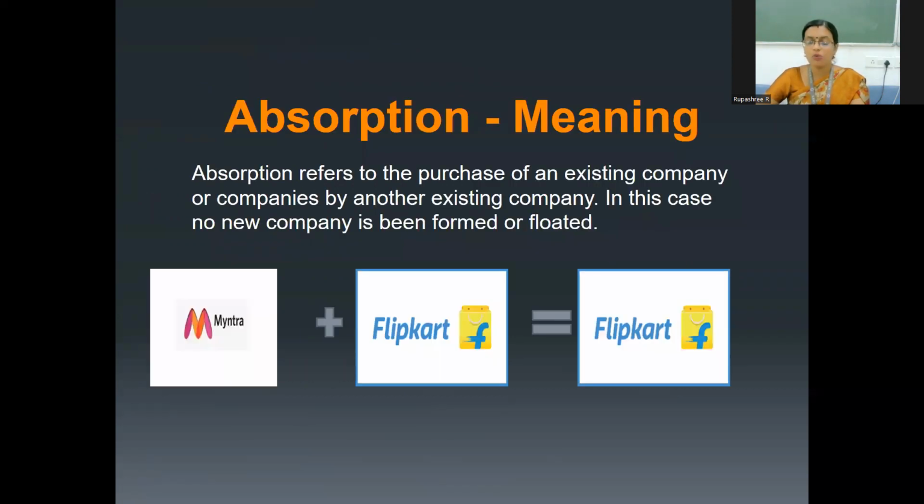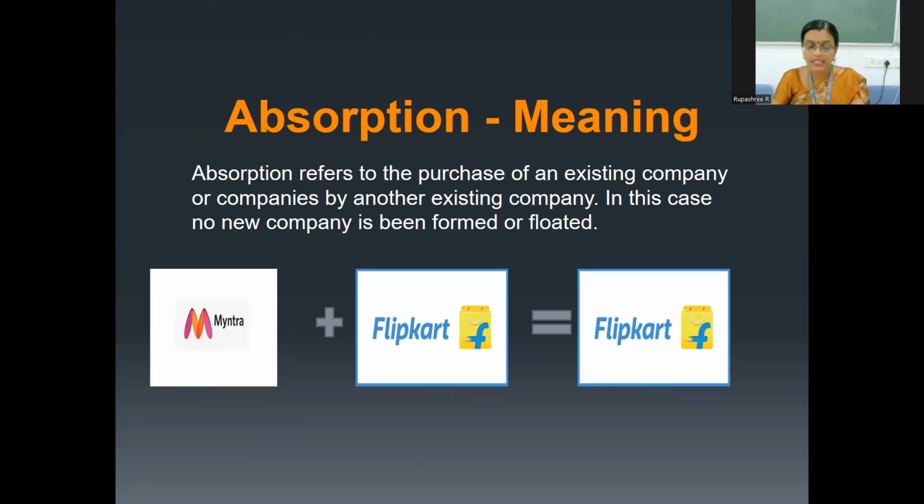Okay. So with this, we will understand what you mean by absorption. Absorption refers to the purchase of an existing company by another existing company. For example, Myntra was an existing company and Flipkart was also an existing company, wherein Flipkart purchased Myntra and therefore you have only one company existing in the market called Flipkart. So in case of absorption, what happens? One company tries to purchase another company, and therefore the underlying note here is that in case of absorption, there is no new company to be formed.